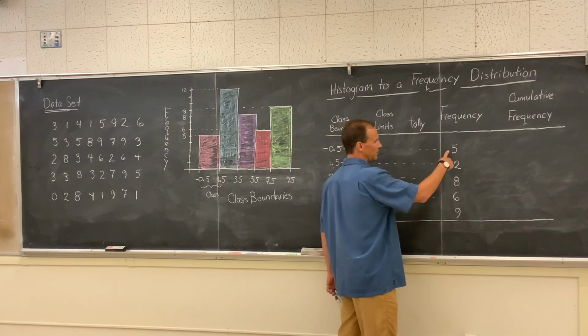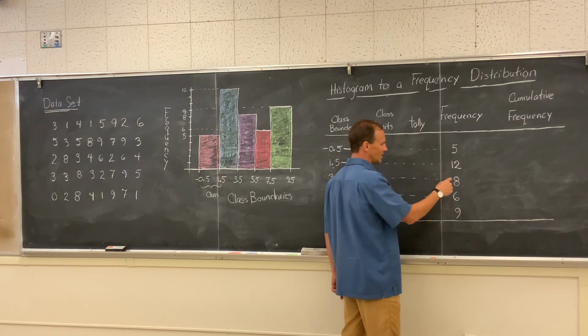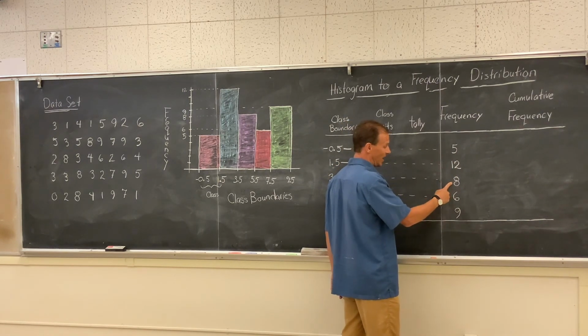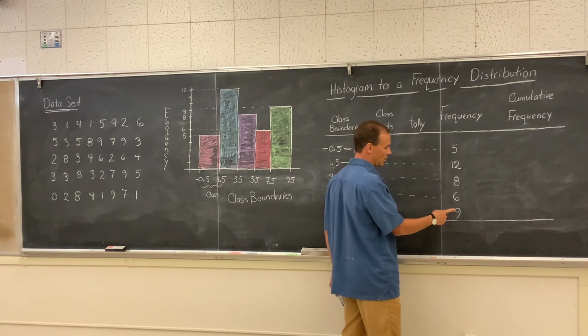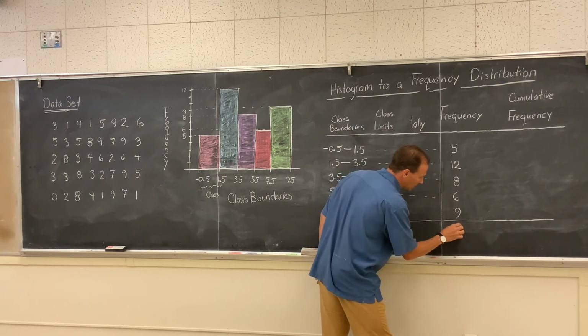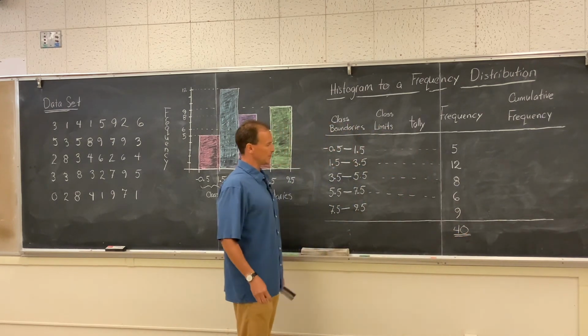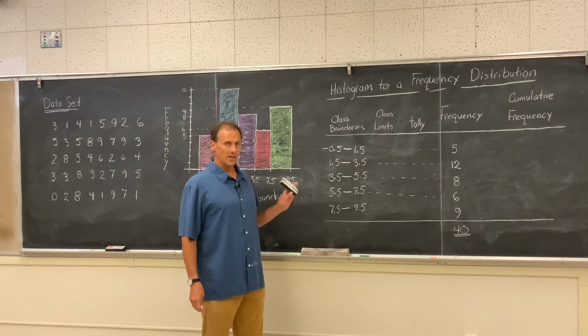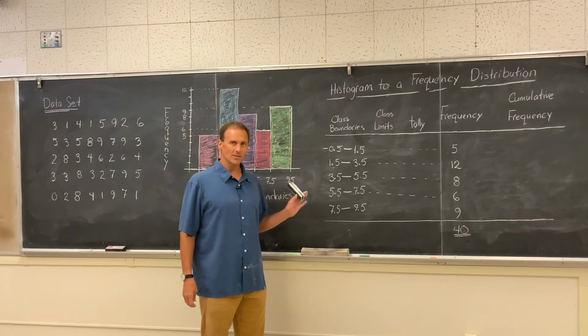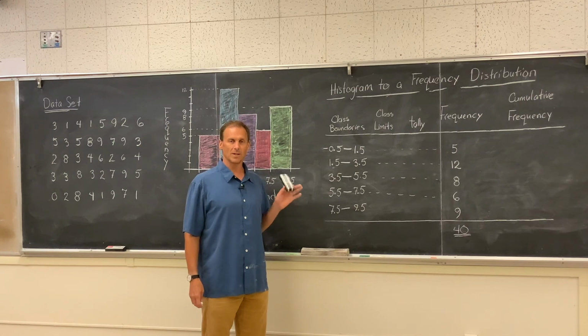So let's add this up. 5 and 12, that's 17, plus 8 is 25. 6 more would be 31 and 9, and that would be 40. And right off the bat, we know we were correct. Okay. Another way we could have done that is actually recorded that arithmetic that we just did.